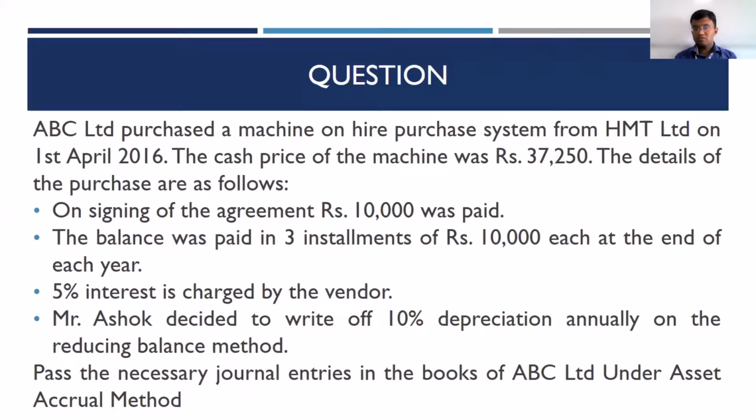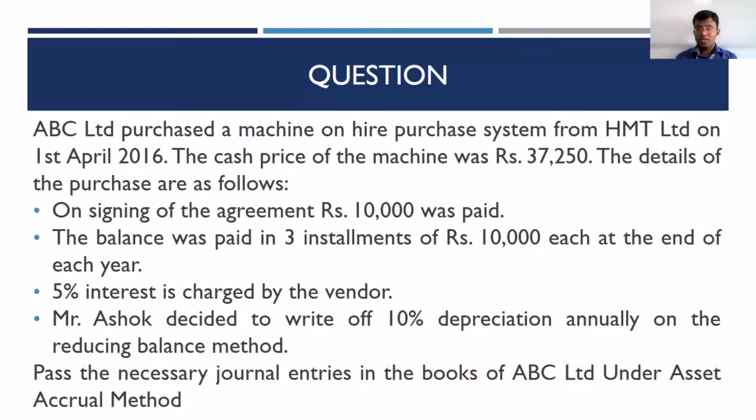The cash price of the machine was 37,250. The details of the purchase are as follows. On signing of the agreement, rupees 10,000 was paid. So rupees 10,000 in this case is the down payment. Balance was paid in 3 installments of rupees 10,000 each at the end of each year. So at the end of the financial year, you're making a part payment and the part payment is rupees 10,000.